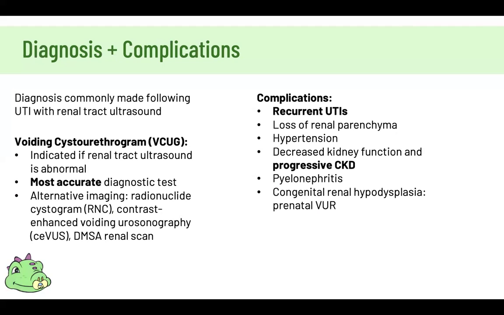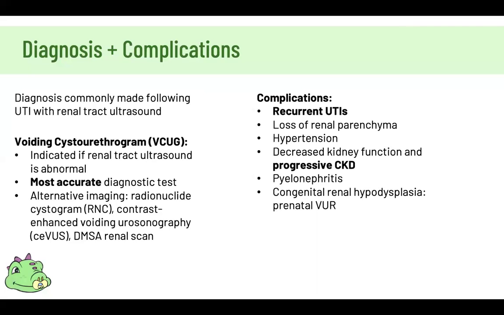The alternative imaging, RNC, CE, VUS, and DMSA. I don't think you have to know that, but just to give you an idea that there are alternatives if, for whatever reason, the VCUJ is contraindicated. So the complications of VUR, the main one would be recurrent UTIs. As a result, you can get quite severe infections like pyelo. You can also get a loss of renal parenchyma, and as a result, you get progressive CKD.